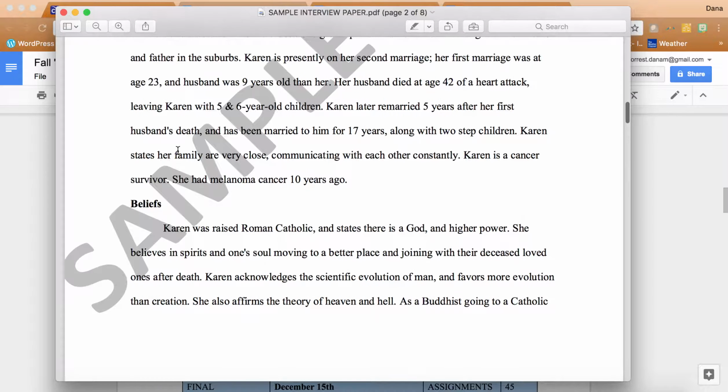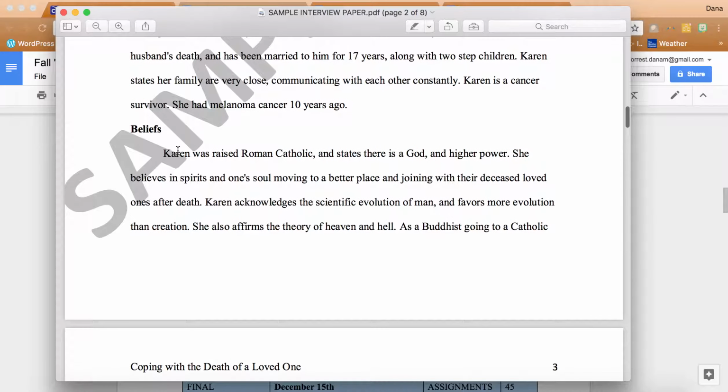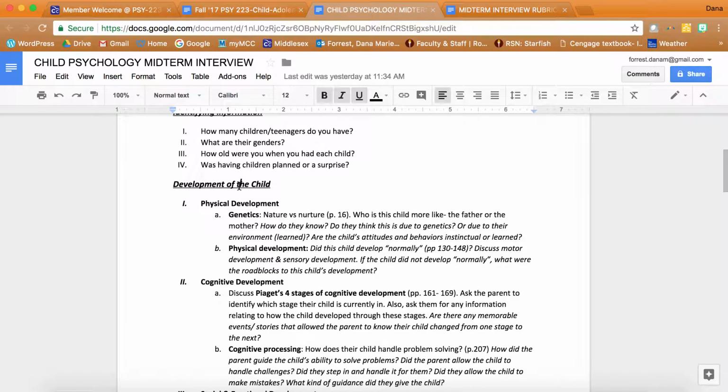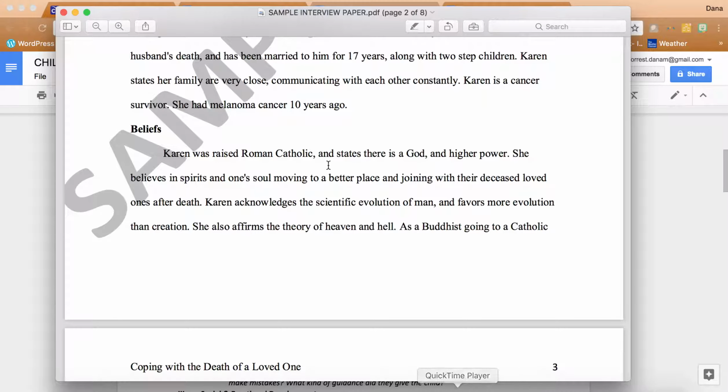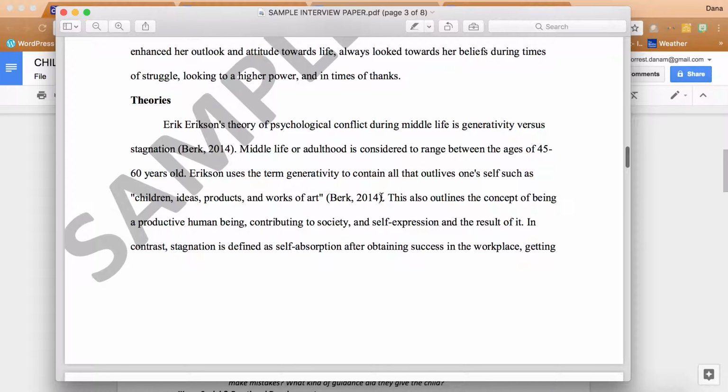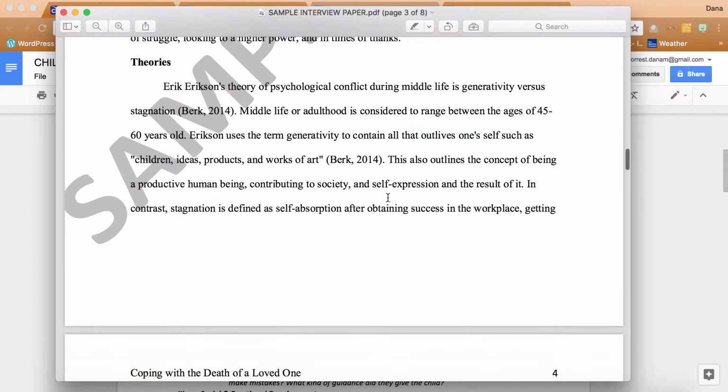Identifying information, beliefs, and these subheadings were ones that I used for their paper, so your subheadings will be these: development of the child, physical development, and so on. You'll see that this person used in-text citation here. This is the author's last name, comma, and the year of publication for the textbook. So that is an example of what that looks like.